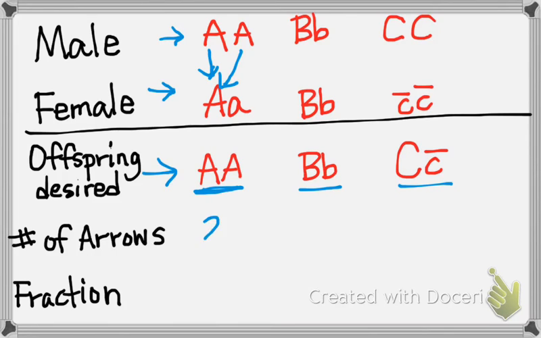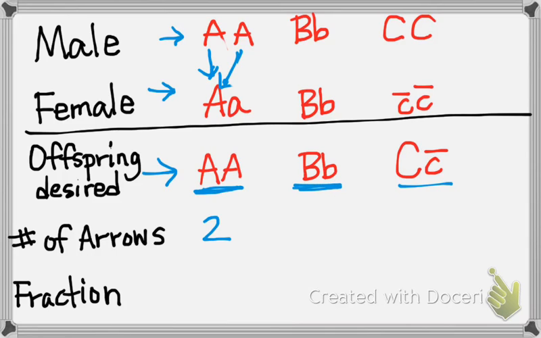We got 2 arrows. All right, that's the only possibility, because the only other thing it could be would be this A going with this lowercase a, and that's not what we want. So that's not what we're doing, okay? We're just trying to see these particular desired traits, the capital A and lowercase a.